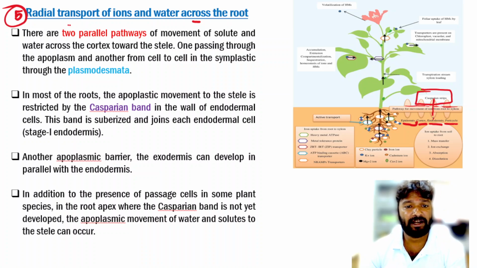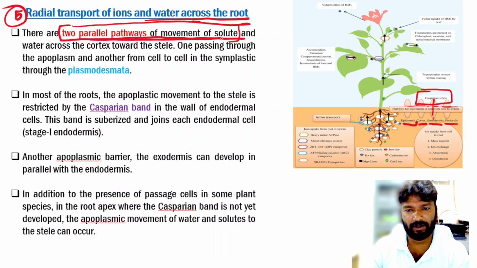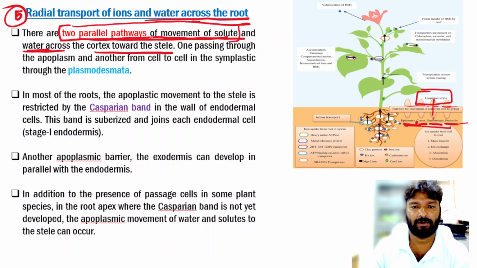Okay, so there are two parallel pathways of movement of solutes. Okay, so this is very important for the mains exam, the radial transport of ions and water across the root. So there are two parallel pathways of movement of solutes and water. This is a common pathway for the water and the solutes across the cortex toward the stele, from epidermis to the pericycle to the xylem. One passes through the apoplasm. Okay, another goes from cell to cell.